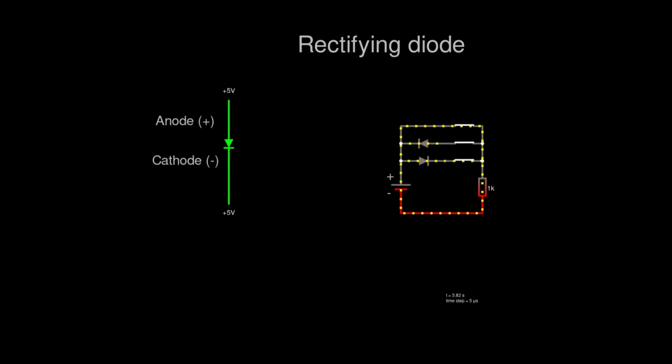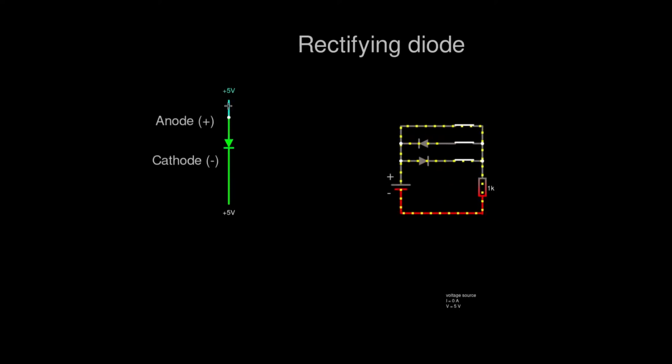Rectifying diodes. Rectification is the main purpose, or the main usage, of the diode. But before we get to that, let's take a look at the component itself. Here we have a diode connected to +5 and +5 volts, and we cannot see any current passing through it. The arrow on the diode shows the way it should be connected.